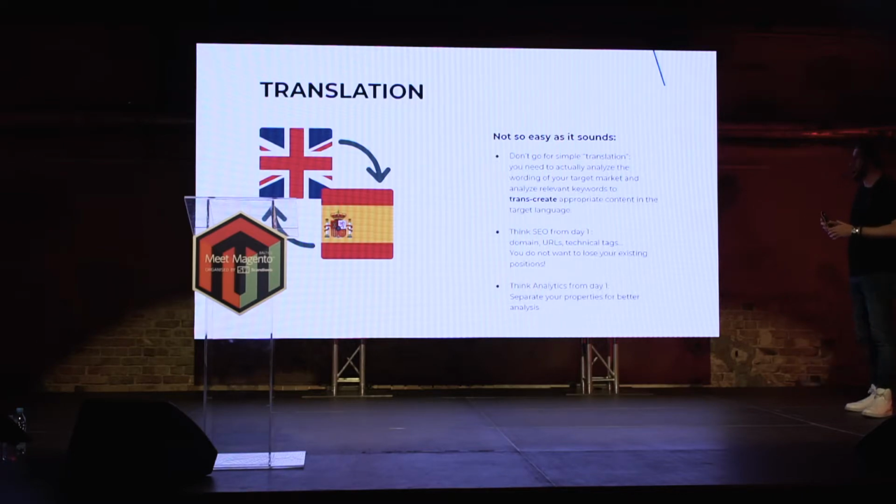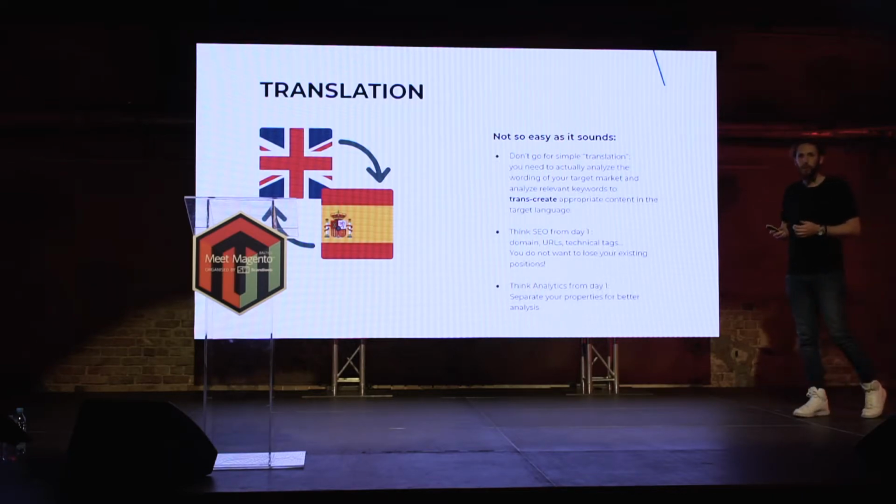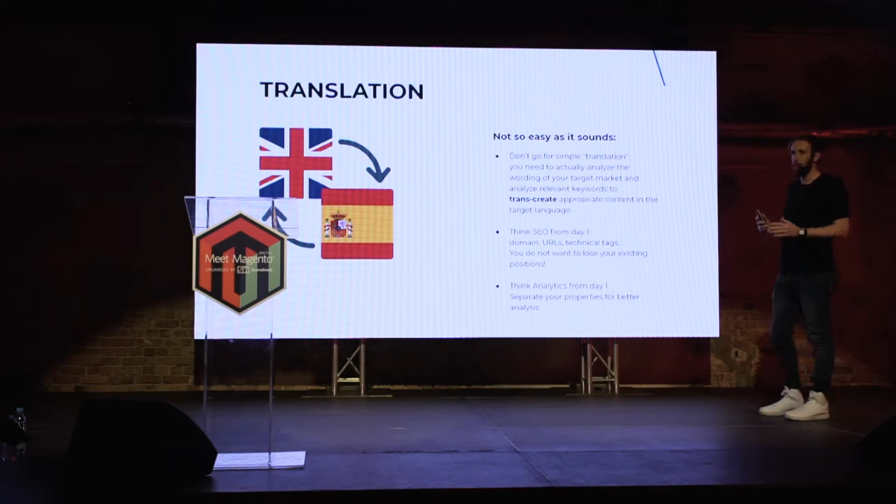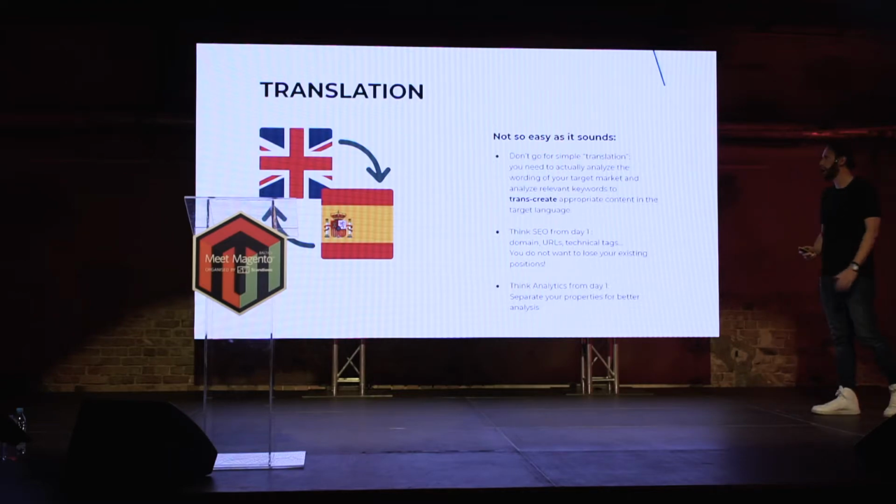As I was saying, when you translate, think SEO from day one. It's not only about keywords, it's also about URL localization and technical tags to make sure that your website will be optimized. And of course, be very careful on how you do it, because you don't want to damage your existing website. If I go from English to Spanish, I don't want to lose my position from the English website. So be very careful on the technical settings. As well, think analytics from day one. You want to be able to differentiate your conversion rate, for example, between the English store view and the Spanish store view, and to identify locally relevant analytics. So this is the first step. It's about content.